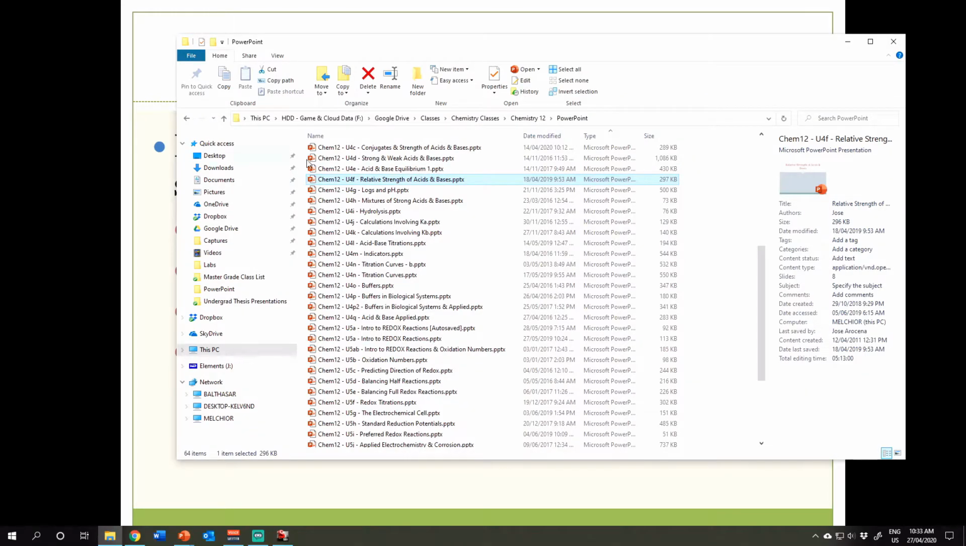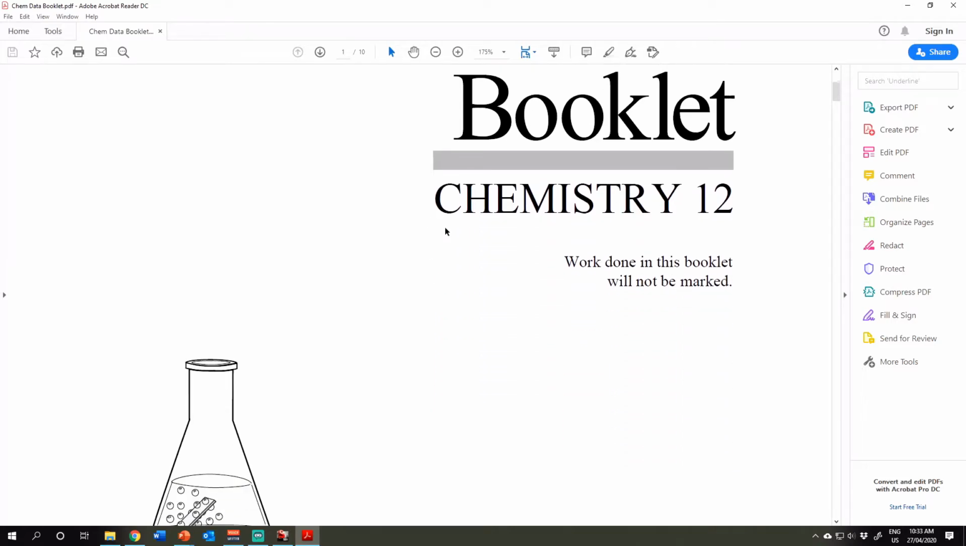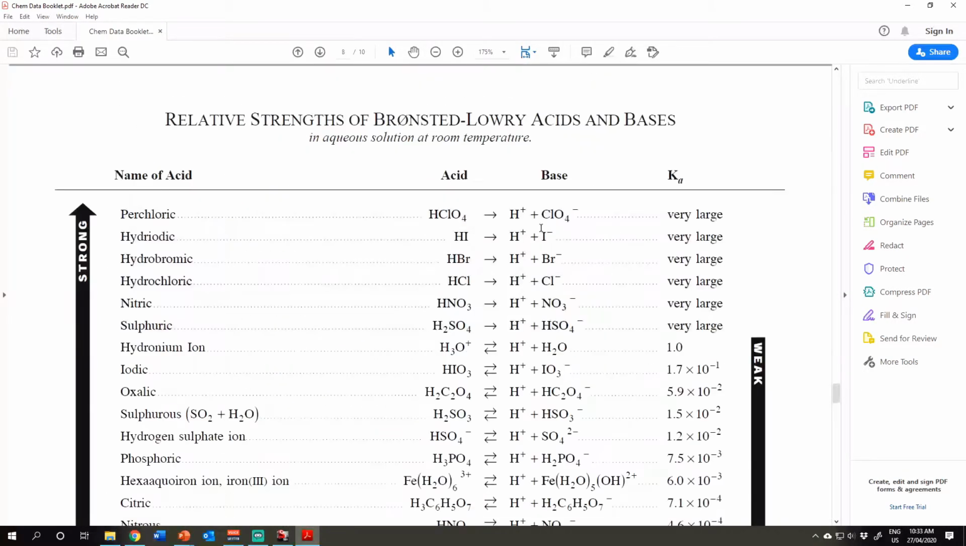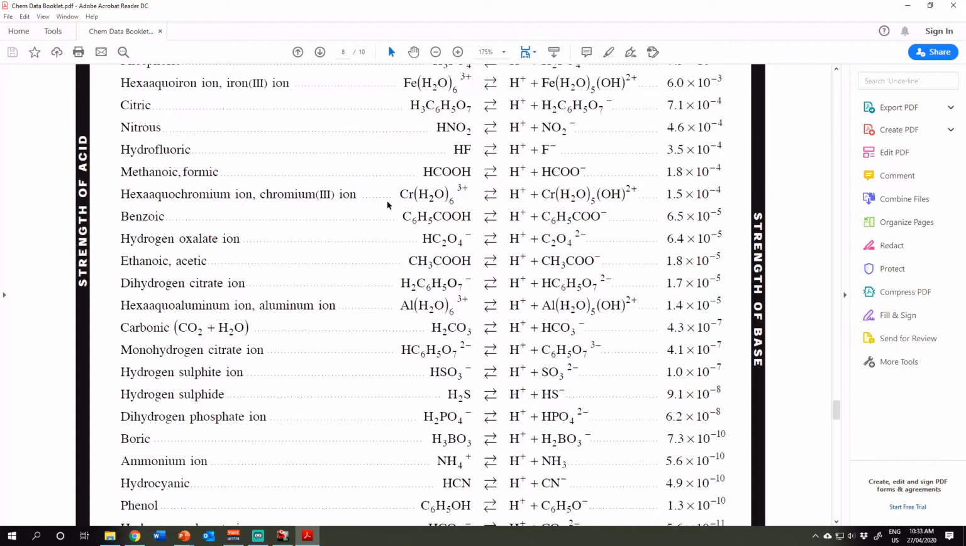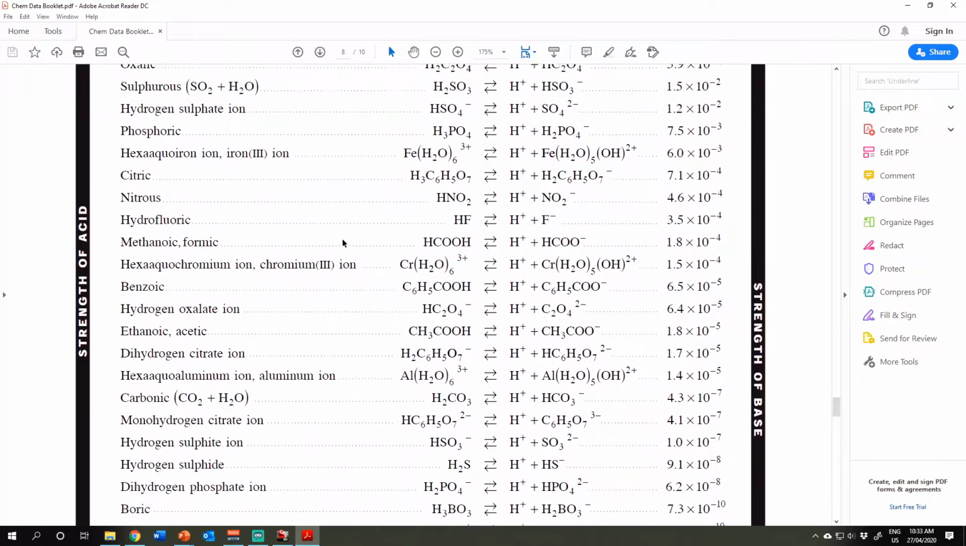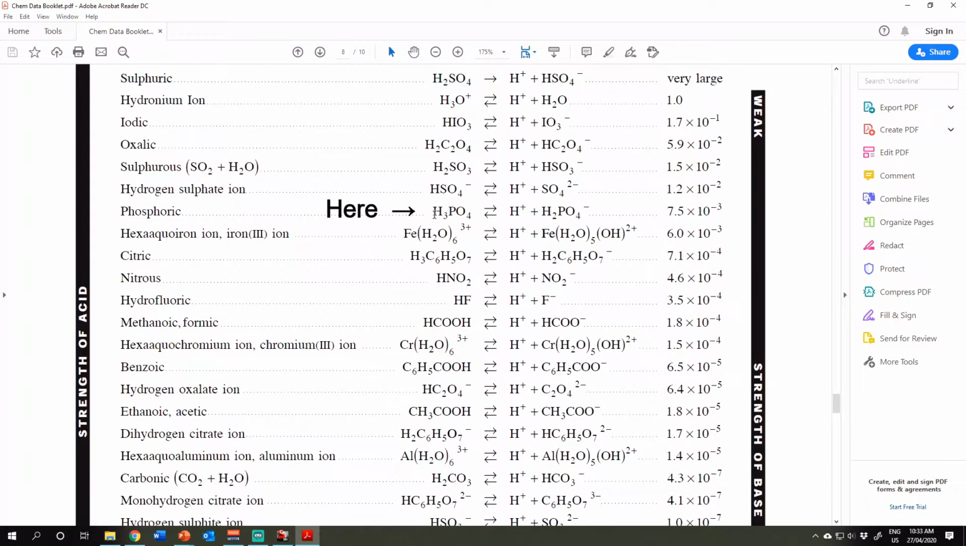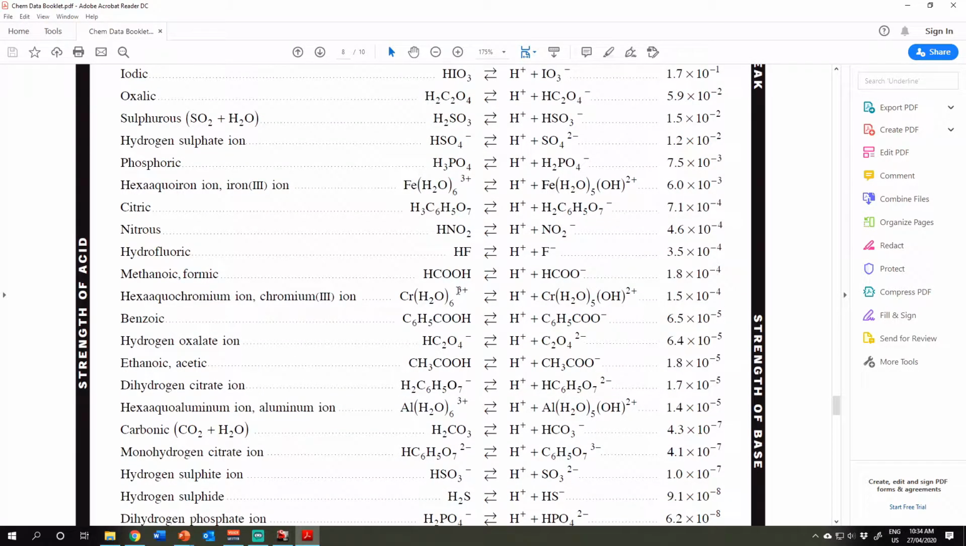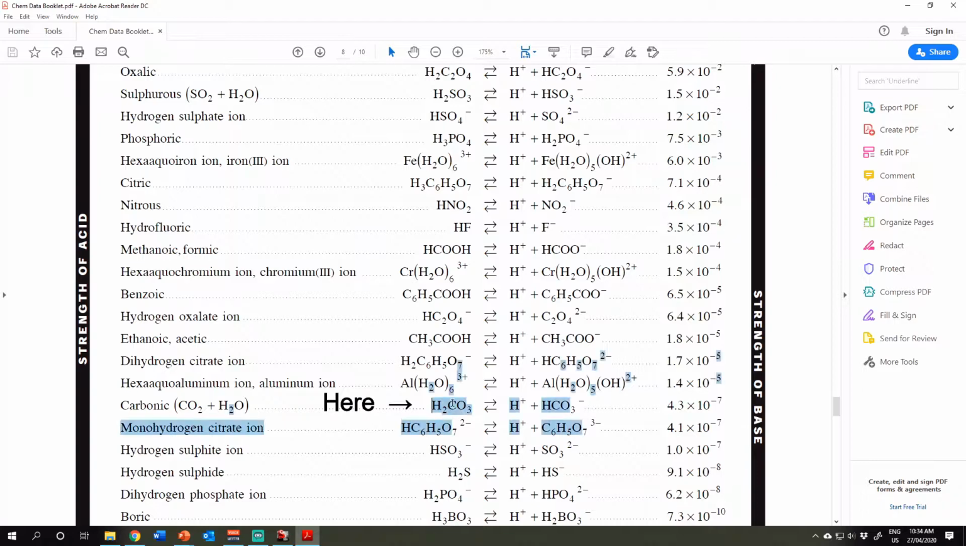So I'll pull up that table real quick. Okay, so here's our data booklet. Scrolling down, there we go. So here's our acid table. We are looking for H3PO4. There it is. It's pretty high up on the weak acid side. H2CO3 I think is down here.